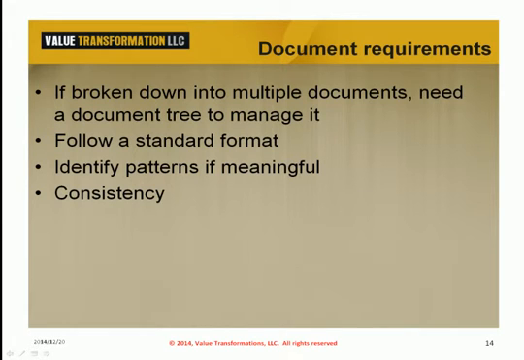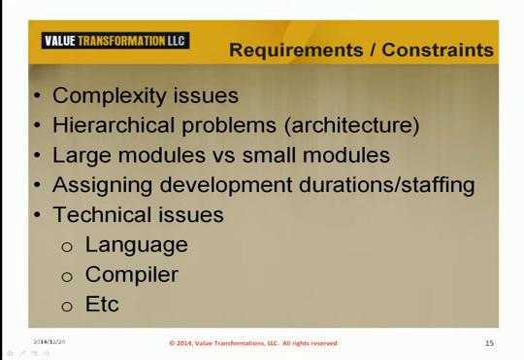A document tree is one tool we can use to both manage our documents and indicate the hierarchy of documents. In software, counterintuitively, larger modules tend to have fewer errors per line of code than smaller modules. Furthermore, an excessive number of modules can lead to boundary issues as well as an increase in complexity. The same problem applies to hardware.